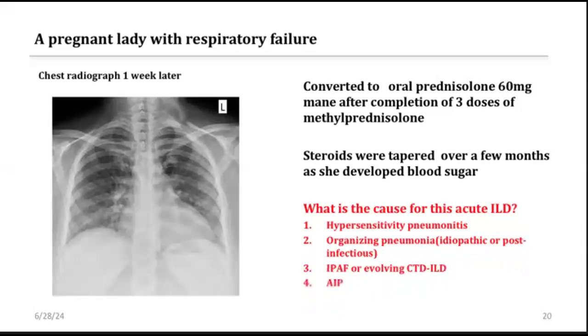Out of these differential diagnoses for this acute ILD, AIP is highly unlikely. AIP has a very nasty, worse prognosis. They don't respond like this patient. So therefore, it is definitely not AIP.